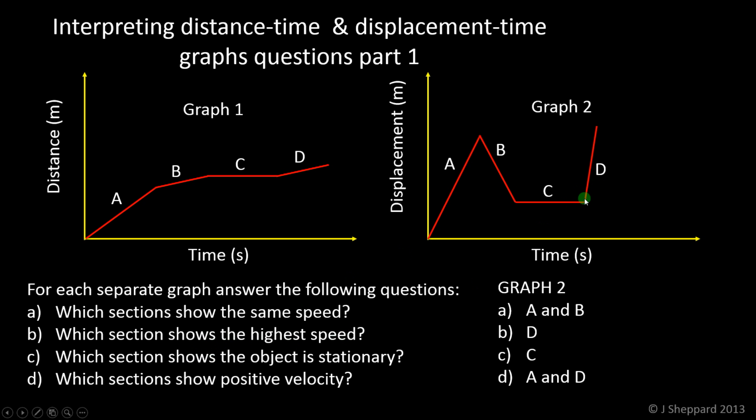The highest speed, well, D is the steepest by quite a margin there, so that's definitely the highest speed. The stationary, again, is section C because it's the flat part, it's the horizontal part of the graph. And then positive velocity we can tell from the displacement time graph. It's the sections where the graph is sloping up in this case, so A and D are the two upsloping sections there.